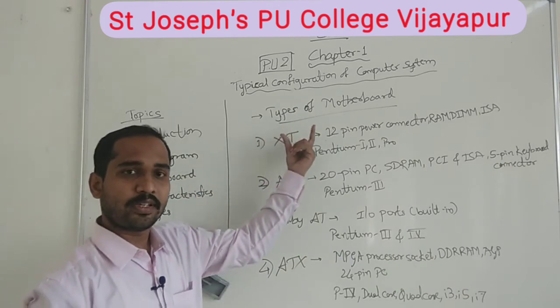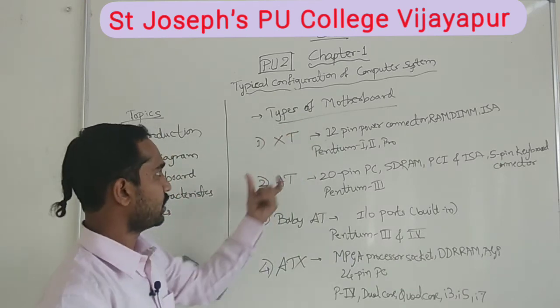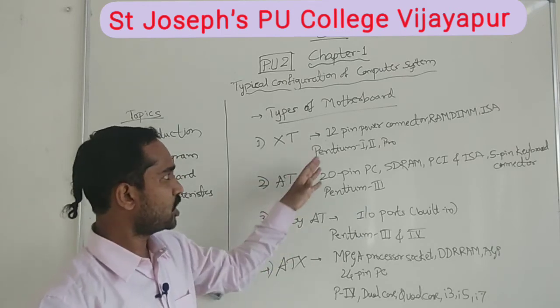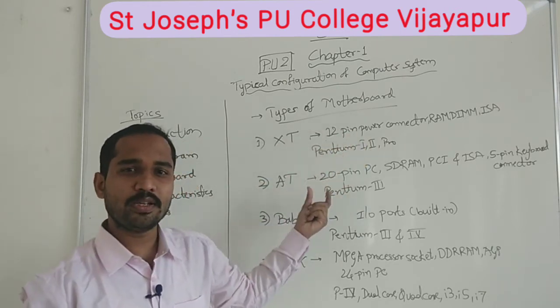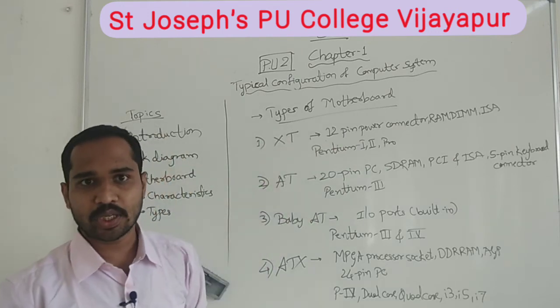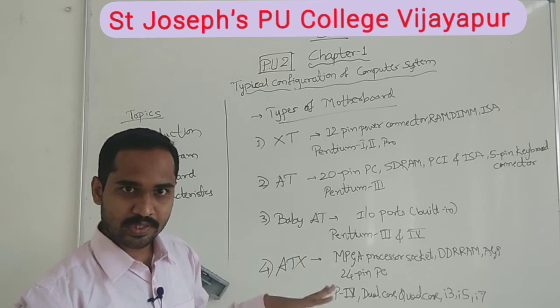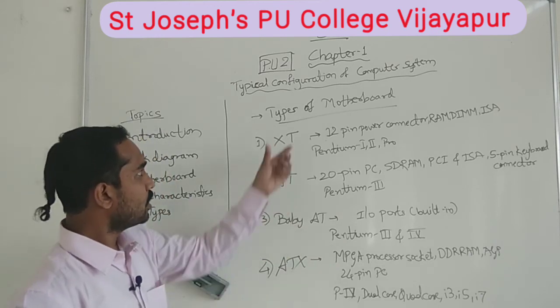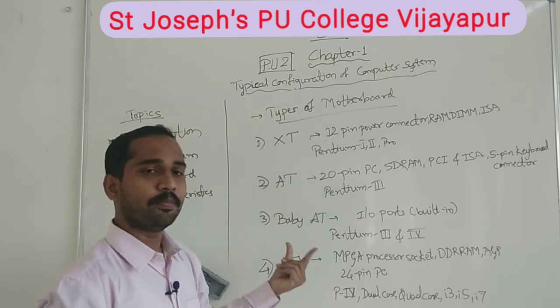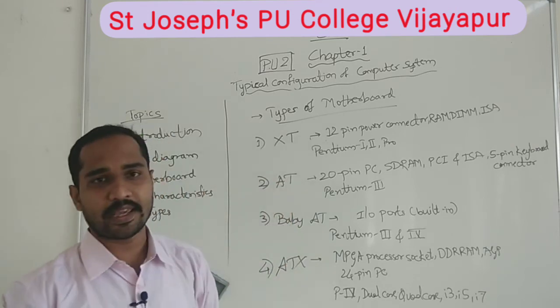Now coming to the types of motherboard. The last topic of this video, that is types of motherboard. Here I have mentioned in brief the points that you have to explain when you are writing about each type. You can just take them down once. So there are different types of motherboard: XT, AT, baby AT and ATX.